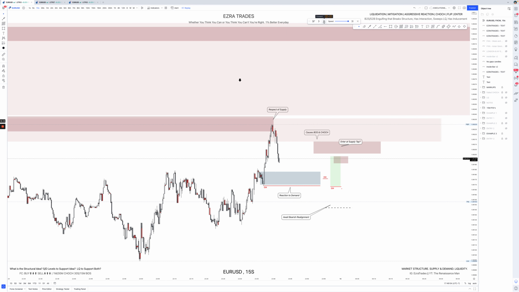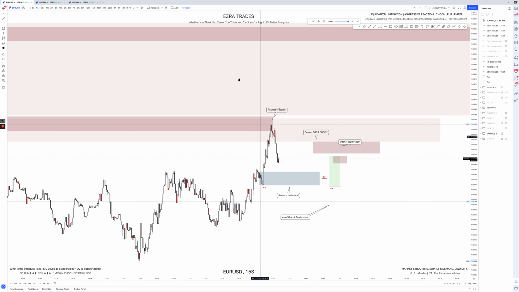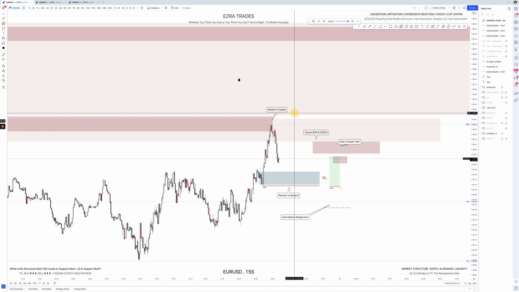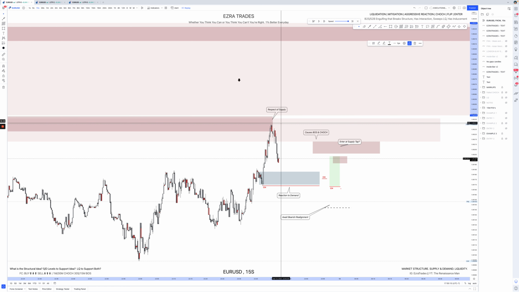So anyways, we're on the 15-second. Price gives a respect of the supply to the 50% of this zone, which we said we would mark the 50% of the 1 minute, so perfect. Look at how small this zone is. This is about 1.5 pips. Awesome. So we respect supply, we're trading away from it.